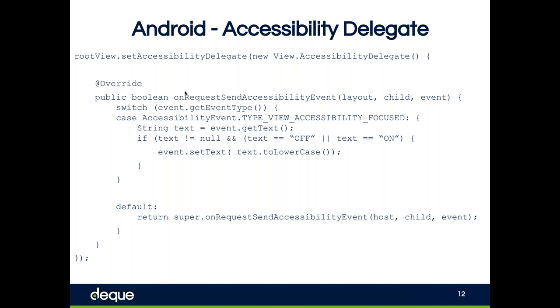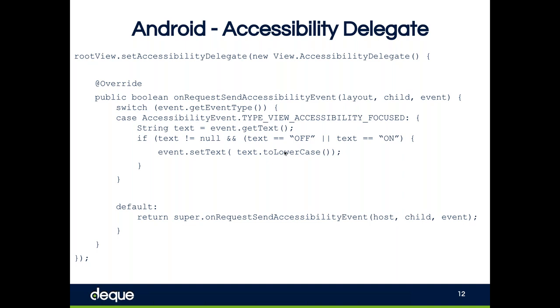What we're going to say is, on request send accessibility event, if the event type is a newly accessibility focused view, and the text is capital OFF or capital ON, we're going to set the event text to the lowercase version of that text. And so what we've just done is, really simply, on all of the views in our application, we have said in all capitals OFF and in all capitals ON is the lowercase variant.